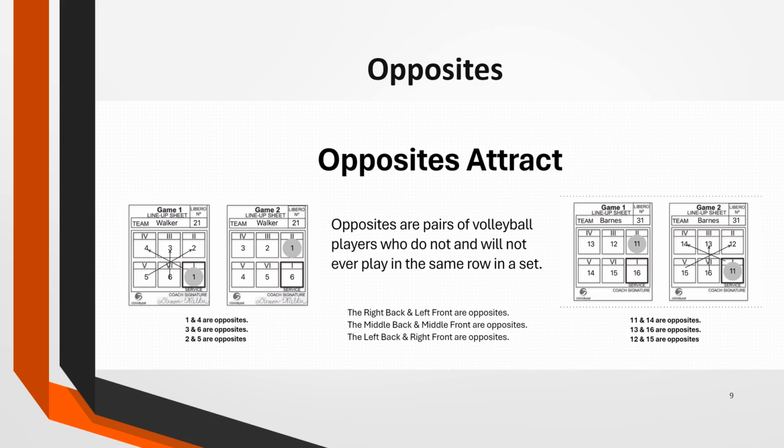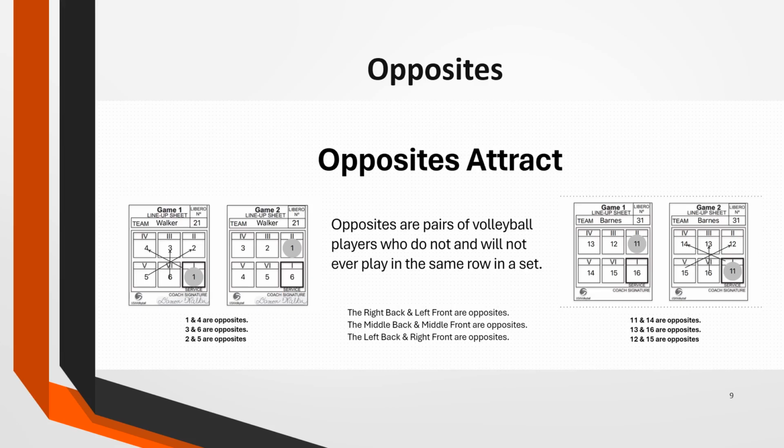So in volleyball, opposites are pairs of volleyball players who do not and will not ever play in the same row in a set. This image does a very good job of detailing who will be opposites on our volleyball court. And if you think about it from a directional or geometric perspective, you can see clearly who our opposites are.